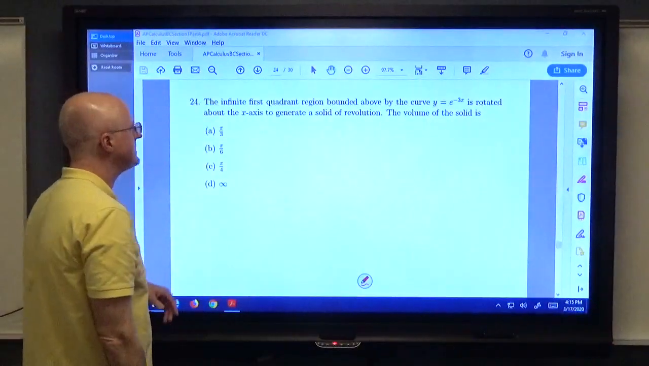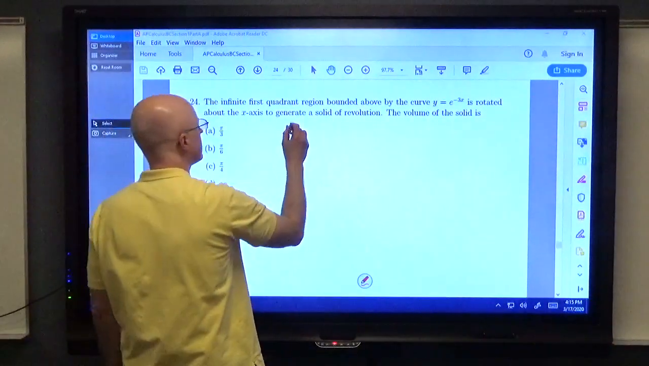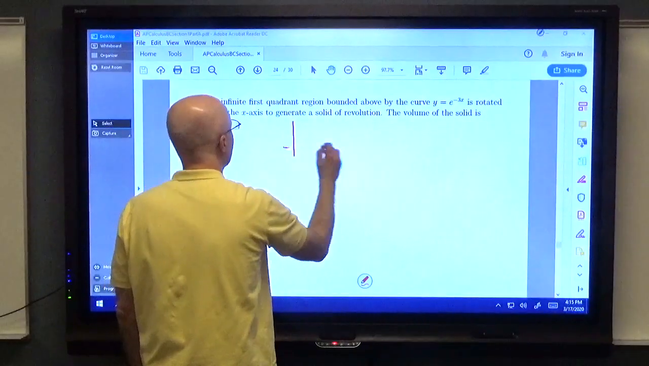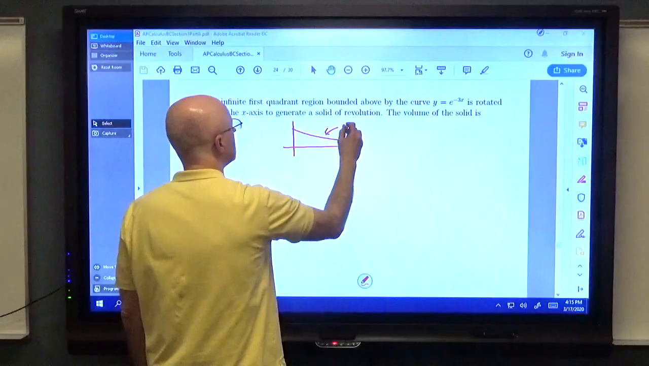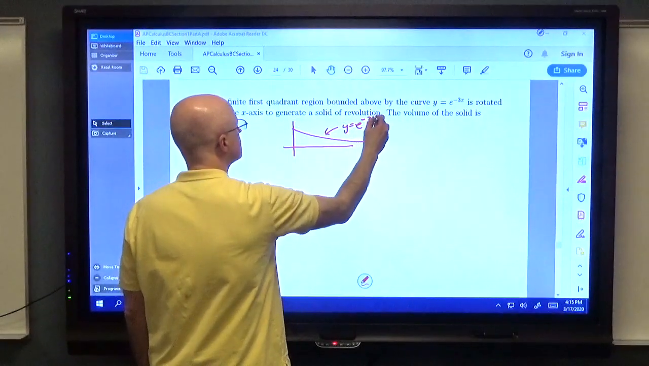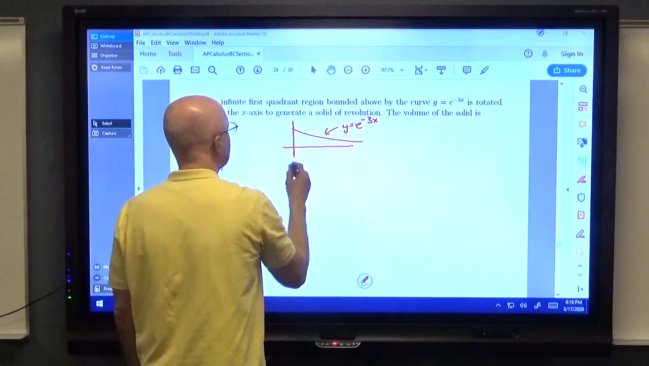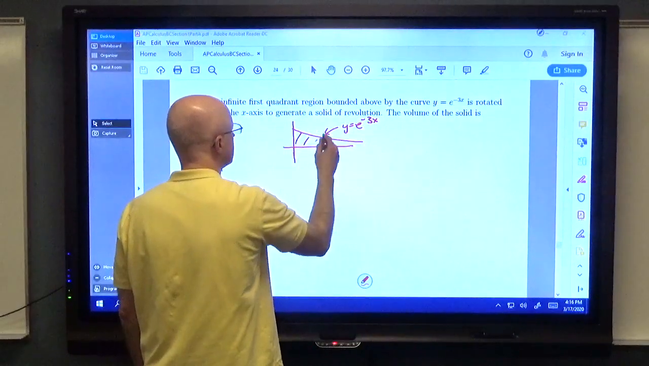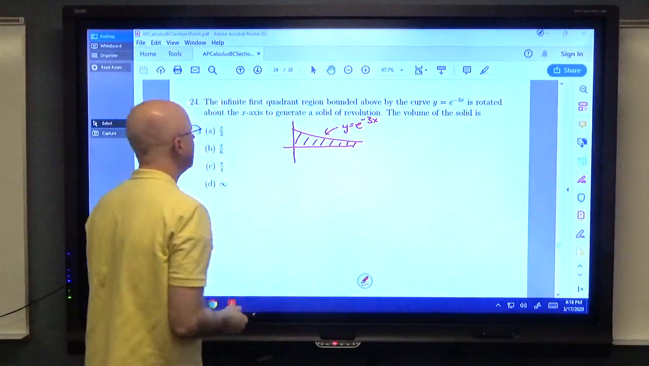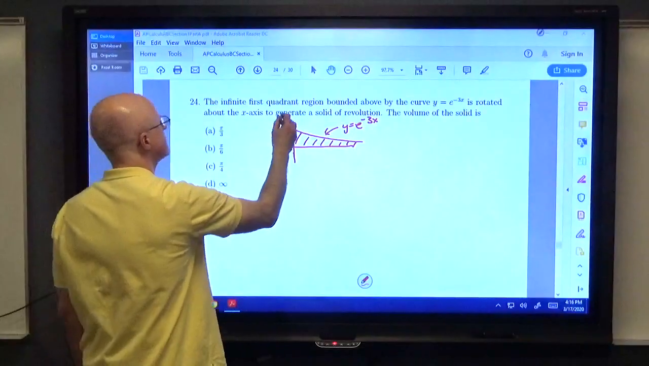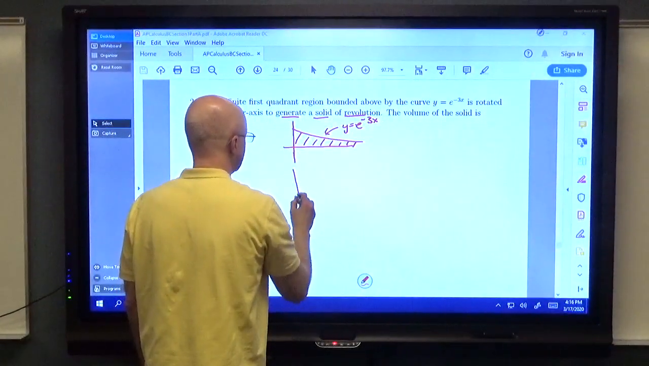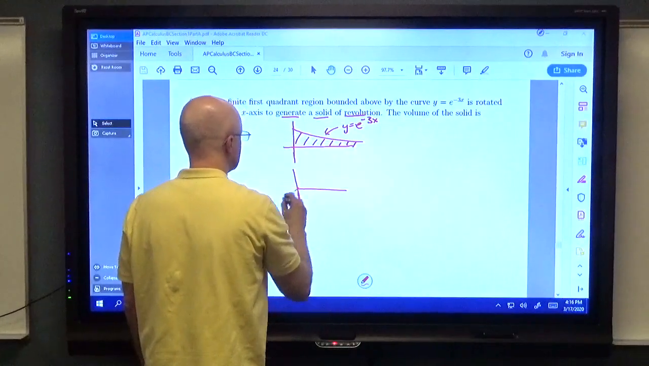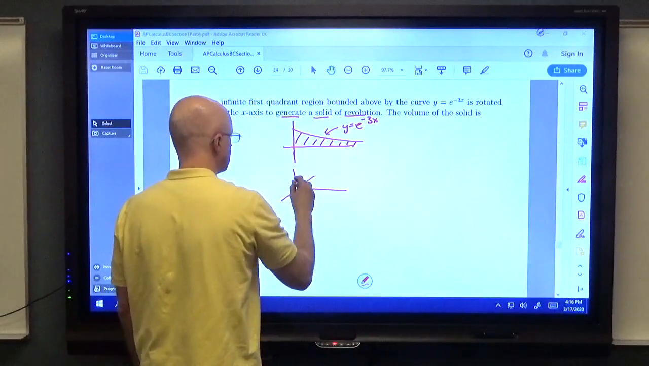Infinite first quadrant region bounded above by a certain curve is rotated about the x-axis. Here's your exponential decay curve in this problem. Y equals e to the negative 3x. This is rotated about the x-axis, this region here, and it generates what's called a solid of revolution. It generates something that's going to be like an infinite horn.